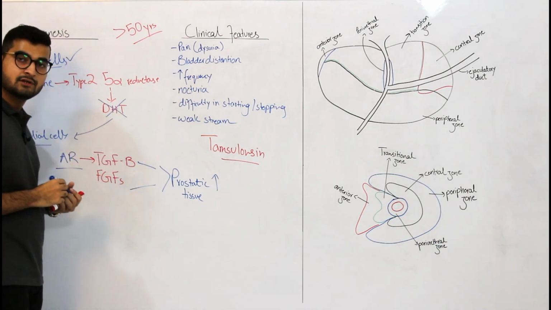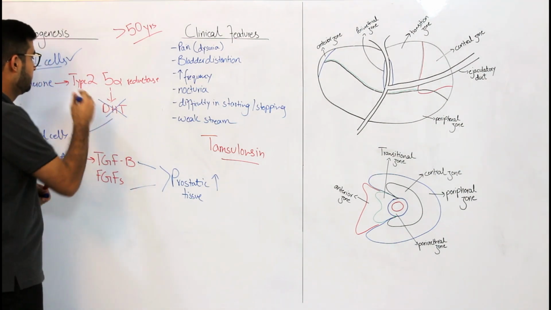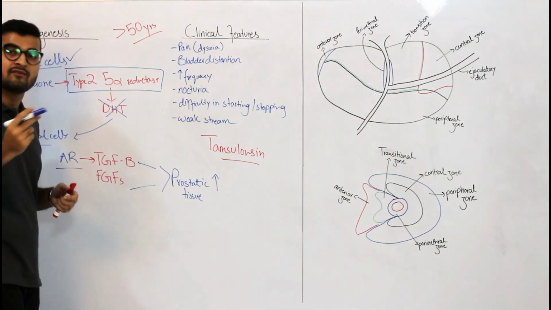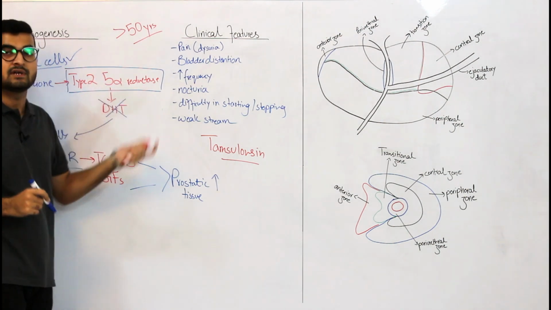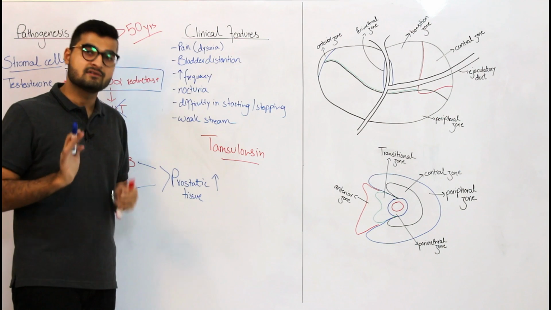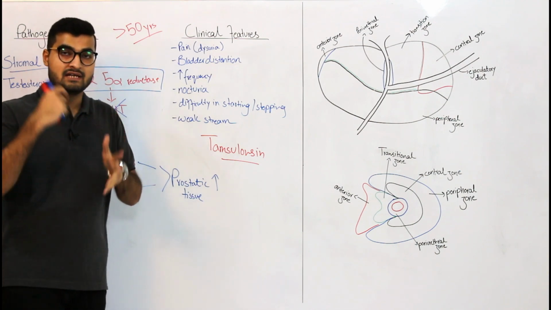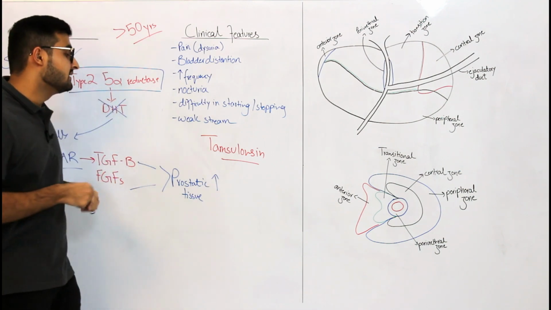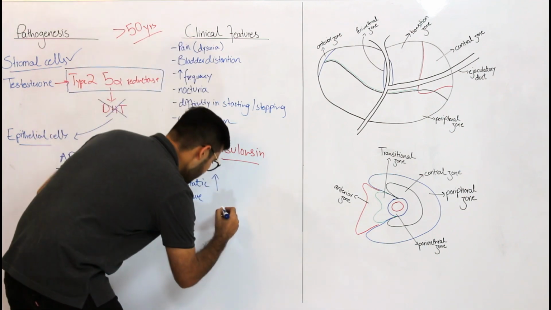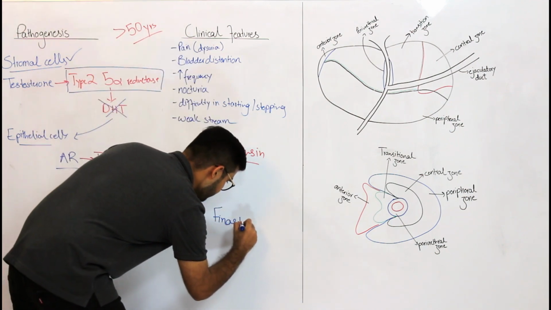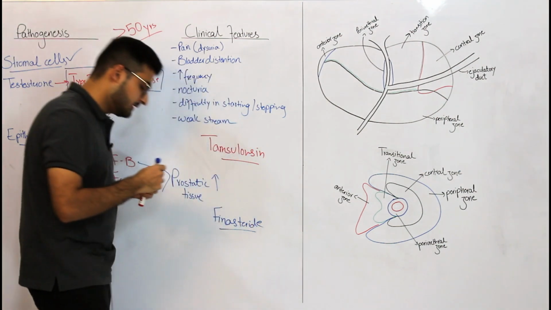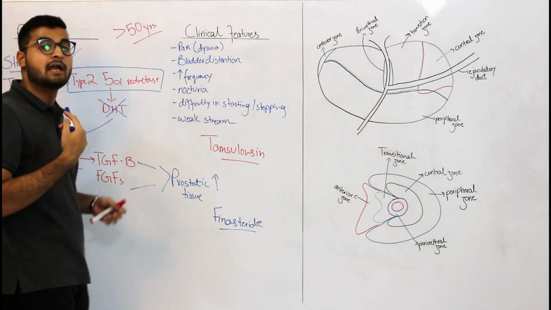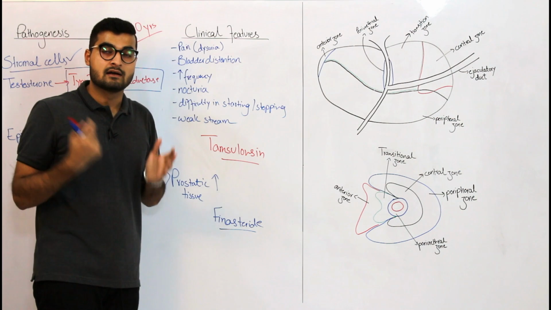Now, how can I reduce DHT? Think about it. If I do something to this enzyme, I can reduce DHT, right? So if I give a drug that blocks the action of type 2 5-alpha reductase, I can probably treat BPH, right? So giving a 5-alpha reductase inhibitor, one example of that is finasteride. I'm going to write that down here, finasteride. Now, finasteride is a drug that blocks type 2 5-alpha reductase. You can't convert testosterone to dihydrotestosterone, and you end up having a better condition in a patient of BPH.